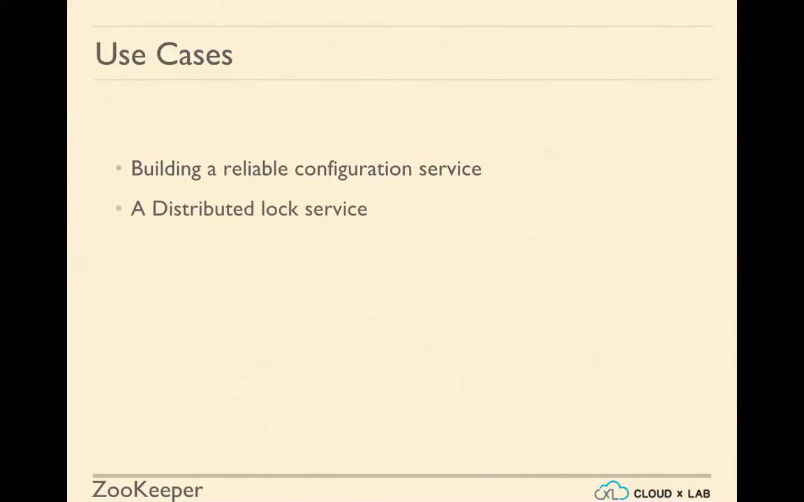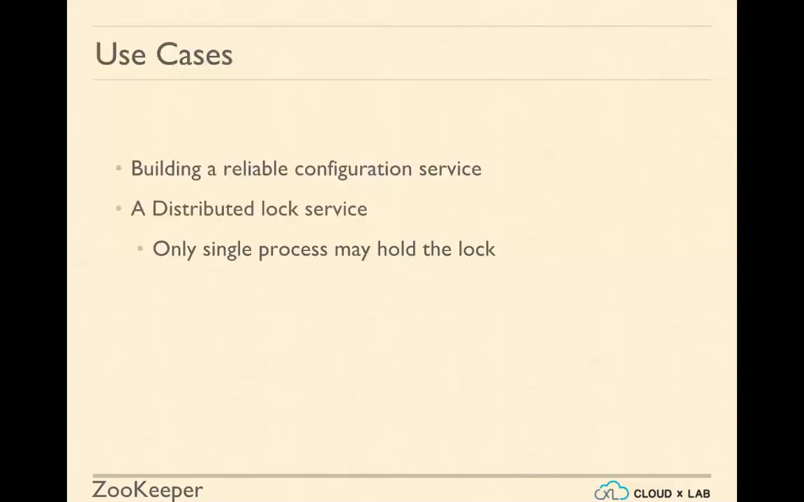Let's say you want to build a distributed log service, then you can use Zookeeper instead of building your own, so that only a single process may hold the lock. So how would you implement, say, a distributed log service? You will keep on creating the Z node. And the way we had described yesterday, that was essentially a distributed log service.